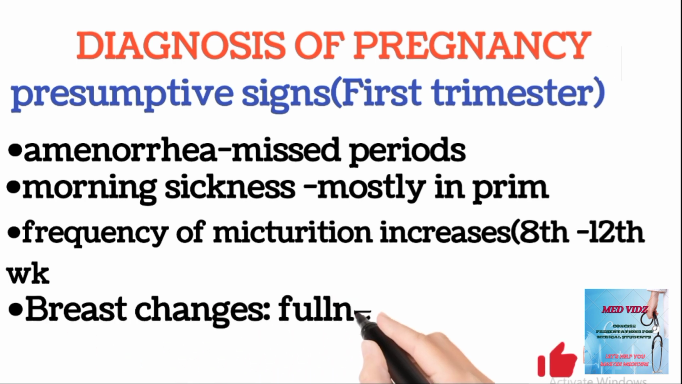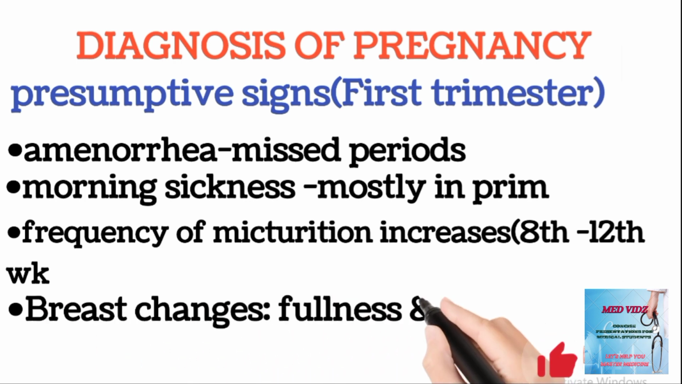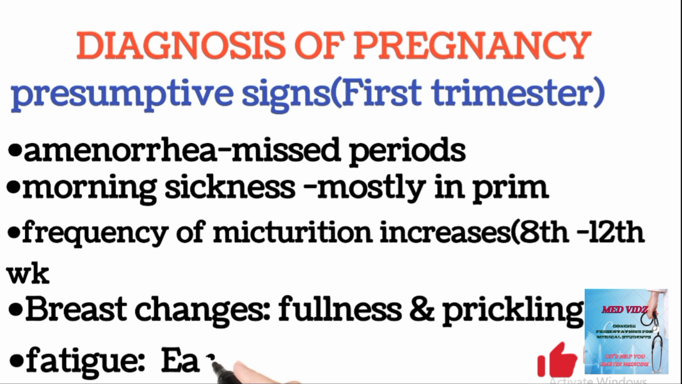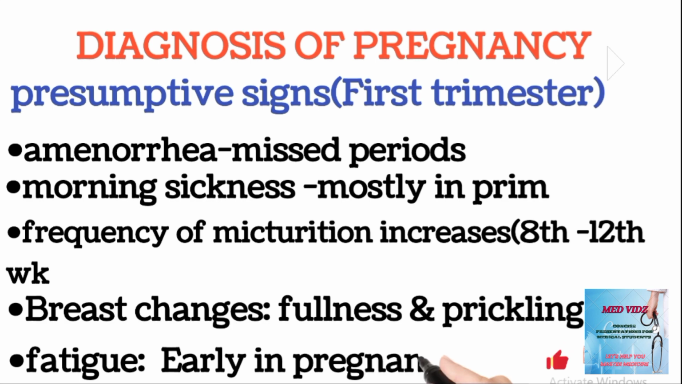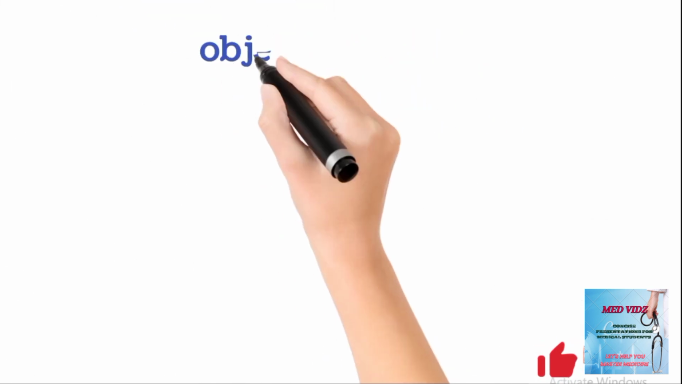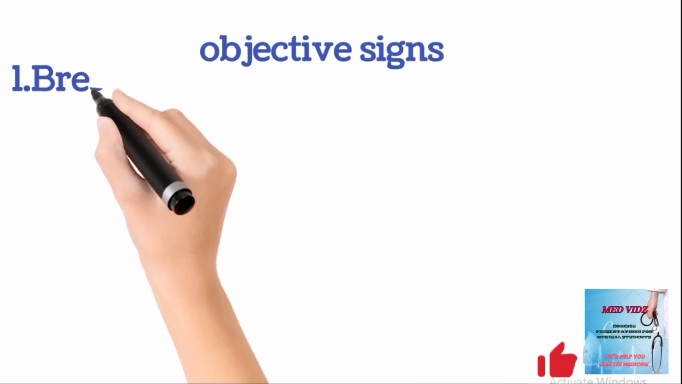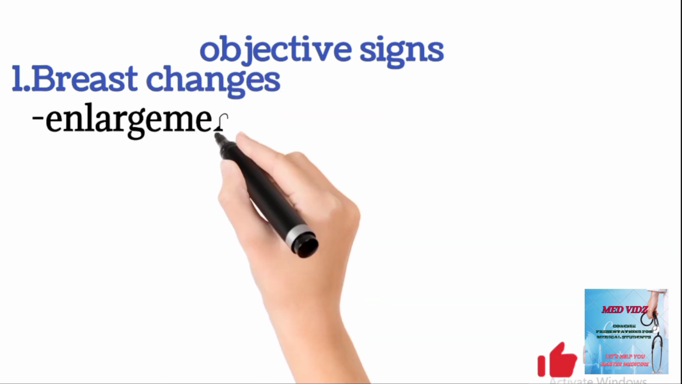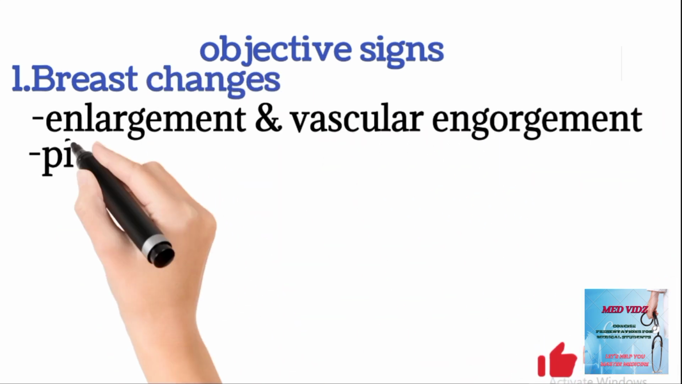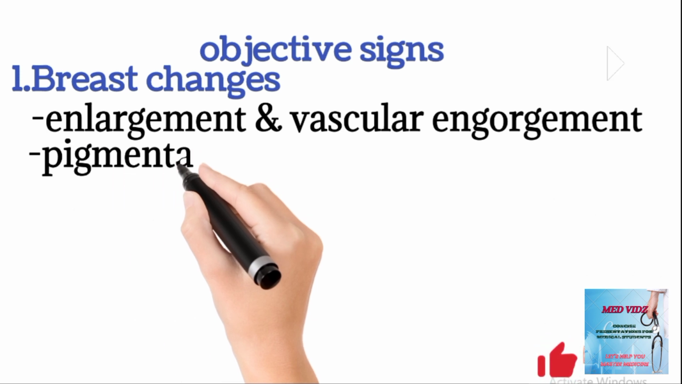Then you're going to have breast changes. The breast starts to increase in size. And then you also have fatigue that might be experienced during early pregnancy. And then you also have these subjective signs that may differ from one person to another. One, the breast changes, which include enlargement and vascular engorgement.